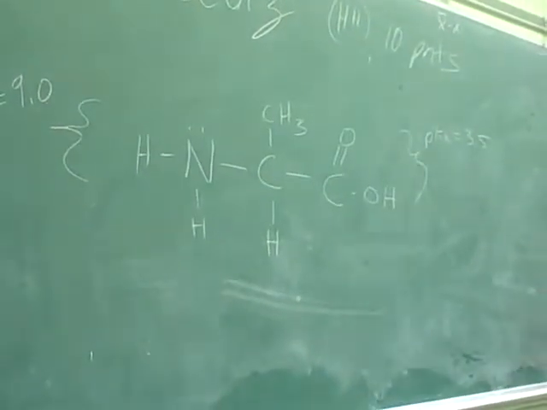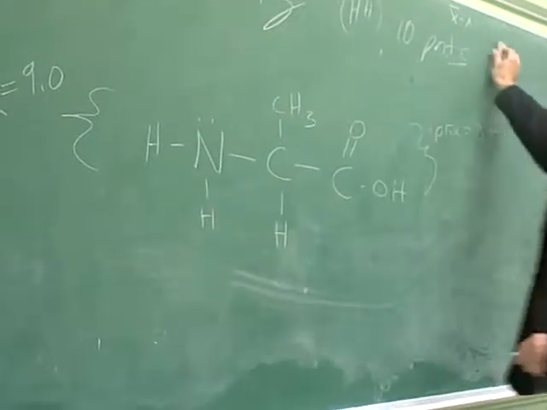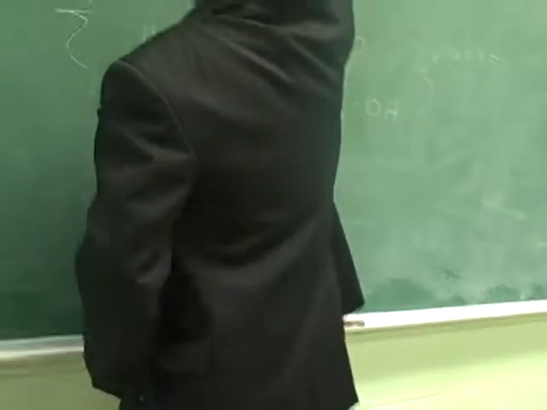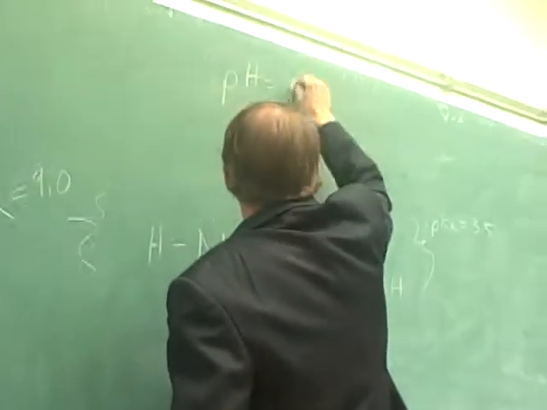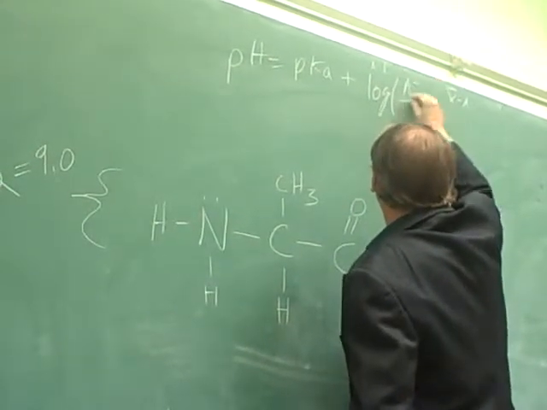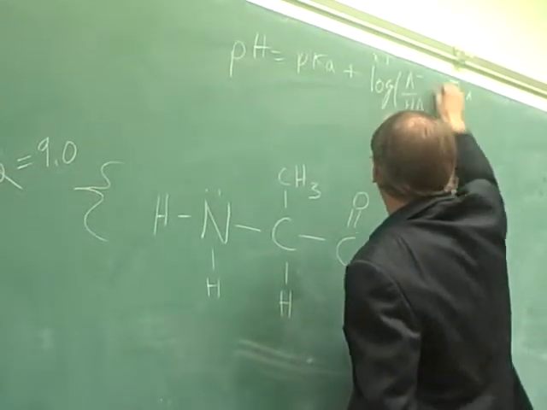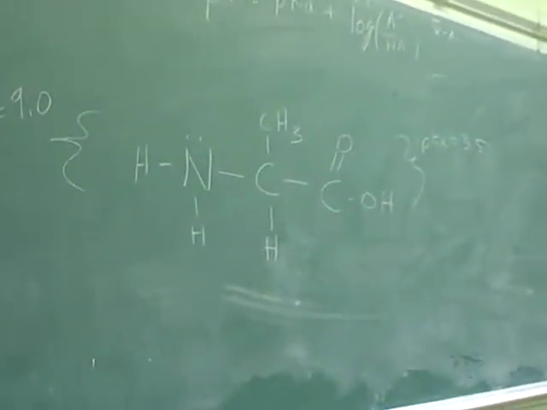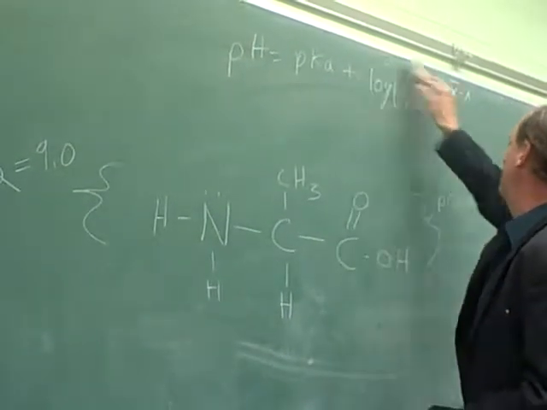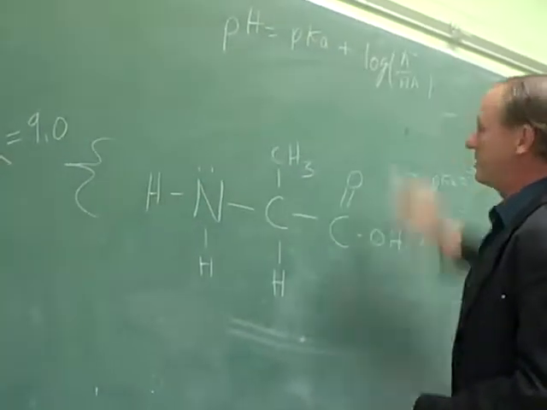Okay, what's the Henderson-Hasselbalch equation? pH equals pKa plus log of A minus over HA. Very good. How many people put that on their paper? Good. Okay. Now the big question is how to use this to give you an answer.